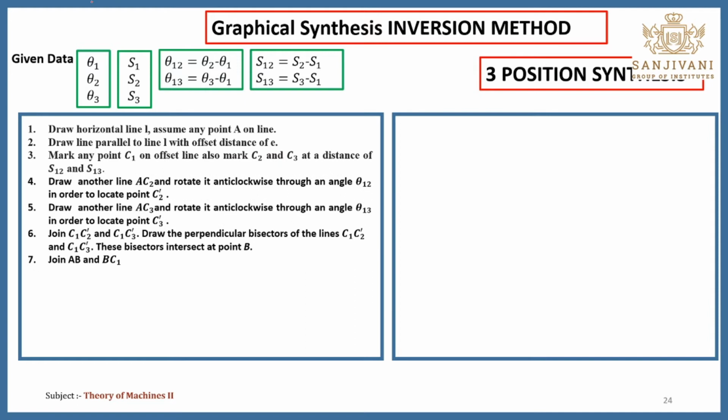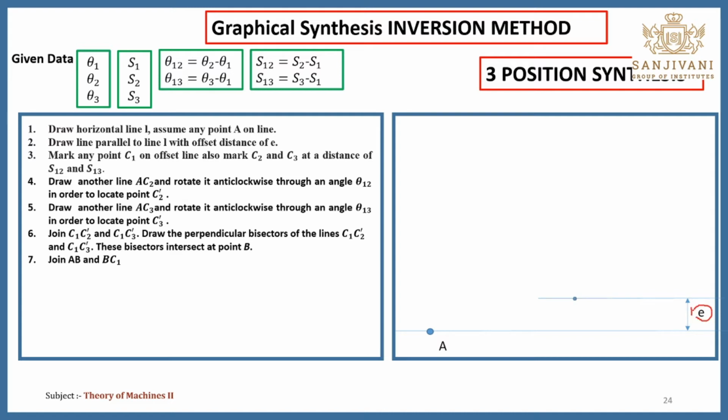Next, we are going to consider the three position synthesis of the 3RP chain. That means theta 1, theta 2, theta 3, S1, S2, S3 are given to you. Again, you have to calculate theta 1,2, theta 1,3, S1,2 and S1,3. Again, you need to mark this point theta 1. Again, you have to draw one offset line. This E that you need to assume.